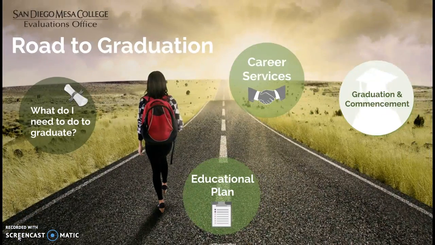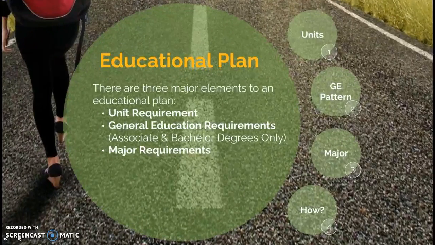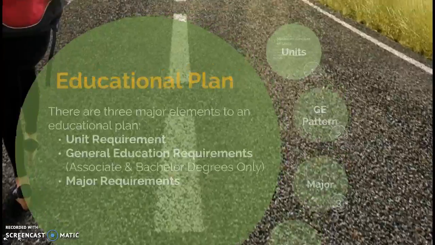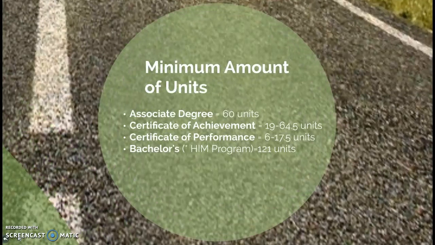So I promised you that we'd go more in depth into each of these elements. Let's look first at your educational plan. What should it include and how do you get yours? Like your pathway to graduation, there are three elements to an ed plan: units, general ed requirements, and major requirements. Your educational goal will determine how many units you need to graduate.